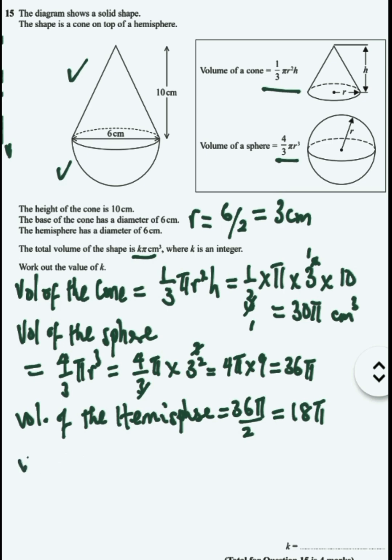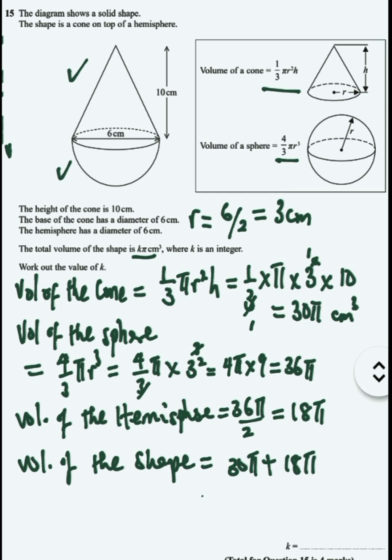So now the volume of the shape is the volume of the cone, which is 30 pi, plus the volume of the hemisphere, 18 pi. Adding the two together, we have 48 pi centimeter cube. So it means that the value of k, because they say the volume is k pi, is 48. If this is compared to k pi, it means the value of k is 48.